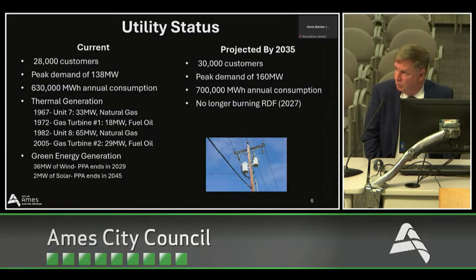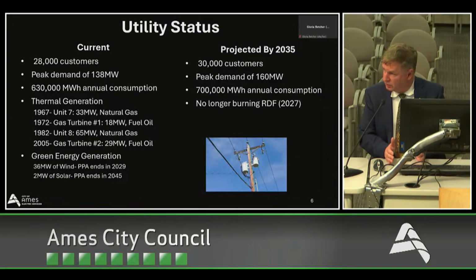We put in gas turbine number 1 in 1972. Unit 8 was put in 1982, and our last gas turbine was put in 2005. We've got currently some green energy resources under contract. We have a 36 megawatt wind contract that expires in 2029. We'll talk a little about that. And 2 megawatts of solar that we put in over by the airport in 2020. By 2035, we're estimating, and again, there's some science to this, but this can get all blown out of the water, and I'll talk about that in a second. We anticipate that we'll have about 30,000 customers within our footprint.